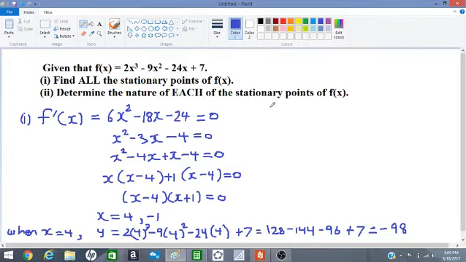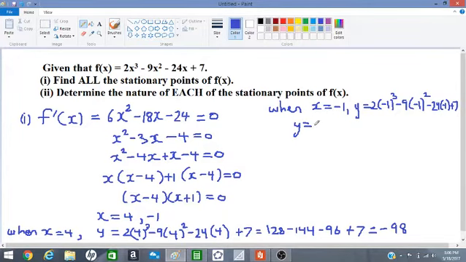and when x is equal to minus 1, y will be equal to, and we substitute minus 1 into this expression for f of x. So we have 2 times minus 1 cubed minus 9 times minus 1 squared minus 24 times minus 1 plus 7. Let me work this out.